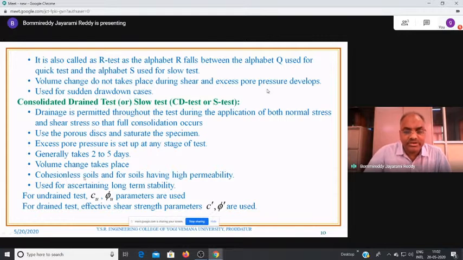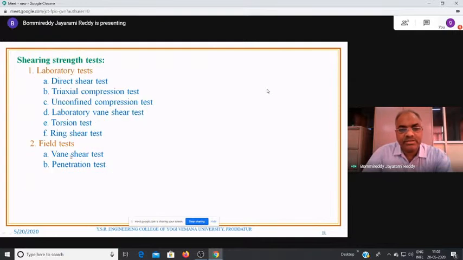So look, there are three different tests. Number one is the UU test, unconsolidated undrained test. Number two, consolidated undrained test, CU test. And the third one is the consolidated drained test, CD test. So these are the three different types of tests that can be used in various testing equipment while conducting the experiments. And several shear strength tests are there in the laboratory and also in the field.